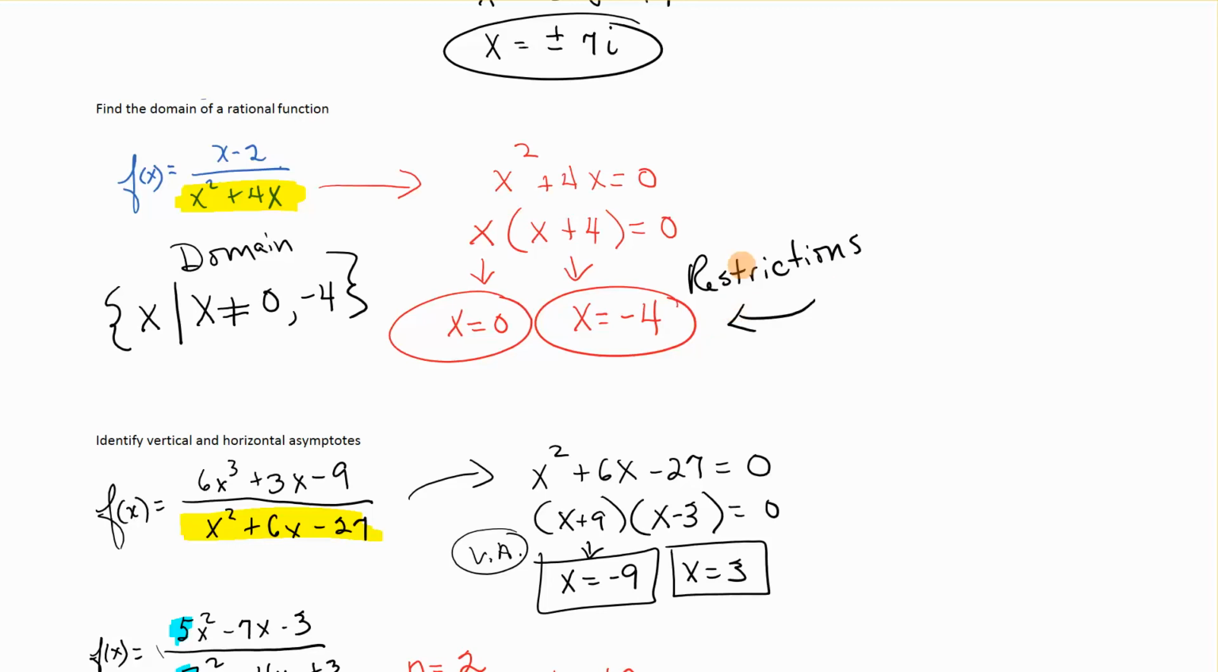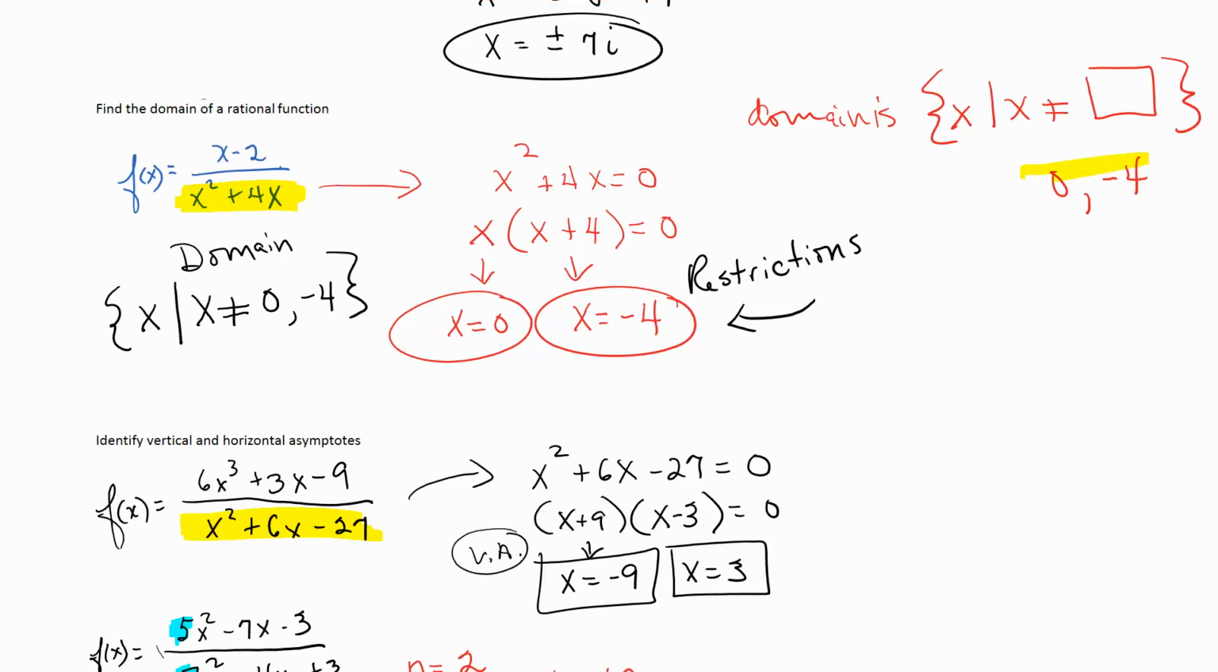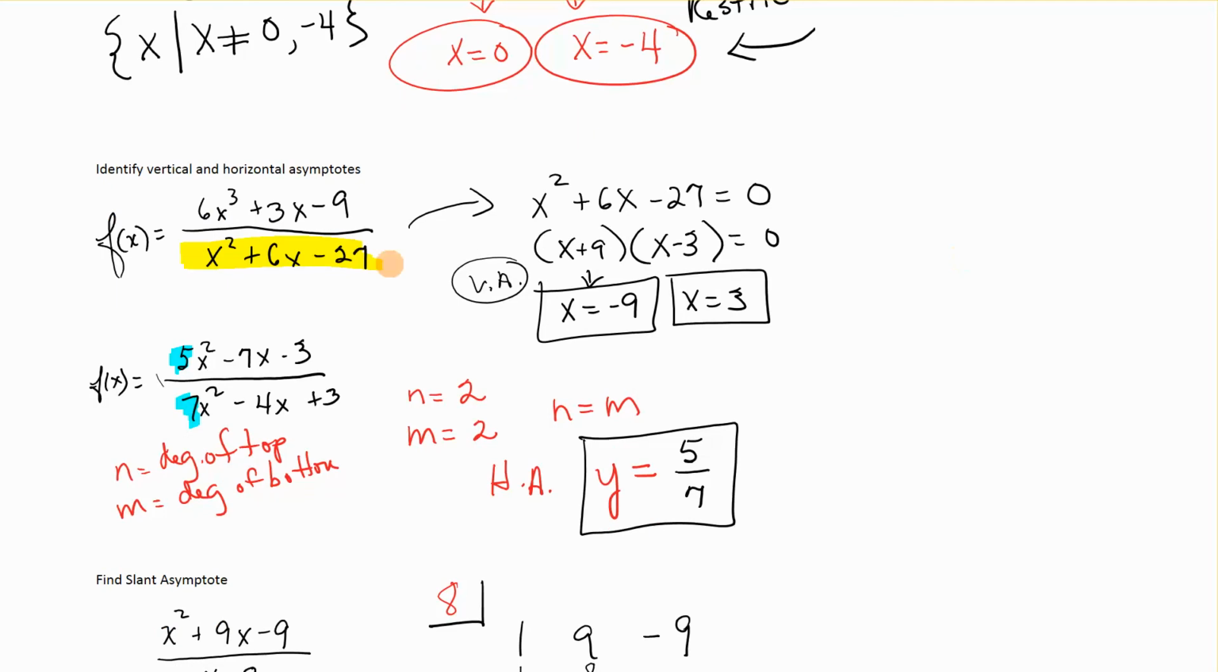And so you would be given a box that says the domain is, and you would have a brace, and it would say all x such that x not equal to, and then you would have a box probably. And in that box, you would put 0, comma, negative 4. So that's the way you would list that. You're not going to have to remember how to write that, but you would know to put that in the box. All right.